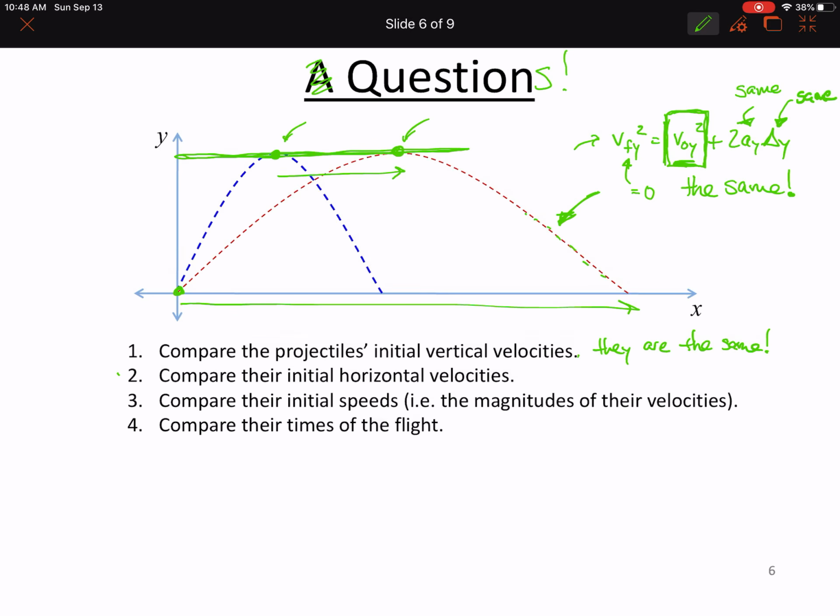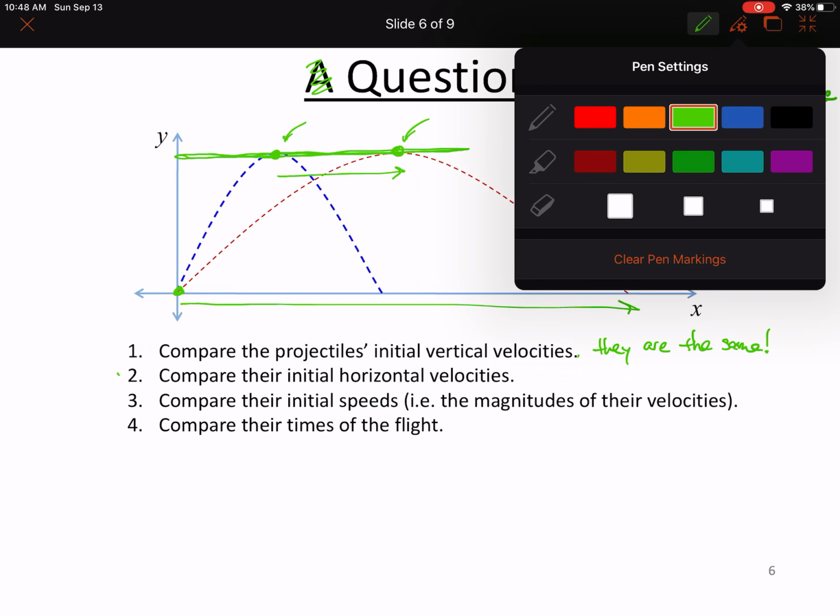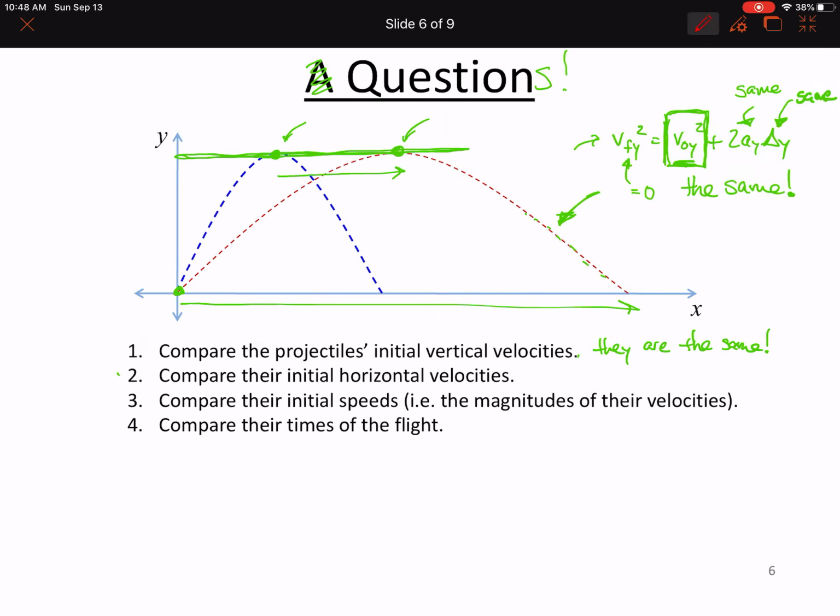Most people would say that that does. If I go and grab a different color here for a moment, red. You can also sort of look at the velocity vectors that must have produced this. Remember that we just said that the initial vertical velocities have to be the same.